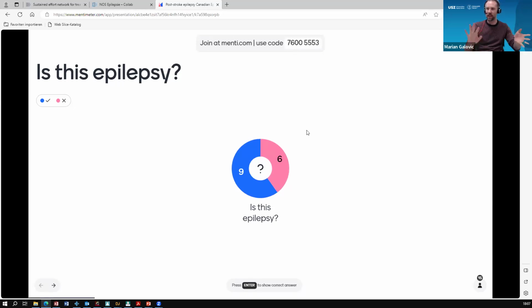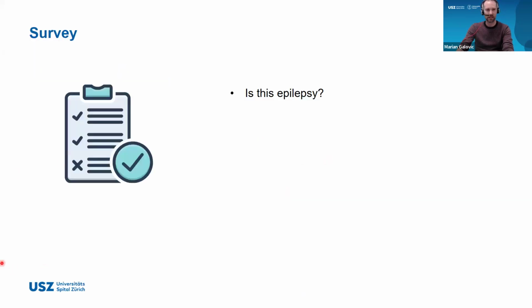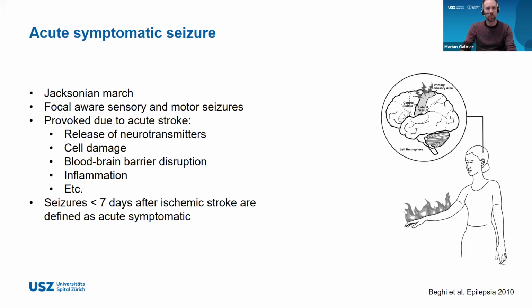Right, so I would say probably epilepsy wins. Around 2/3 of you think that this qualifies as epilepsy, and 1/3 thinks this is not epilepsy. Right, let's go back to the presentation. The answer for this is quite obvious. It's not epilepsy. It's an acute symptomatic seizure.